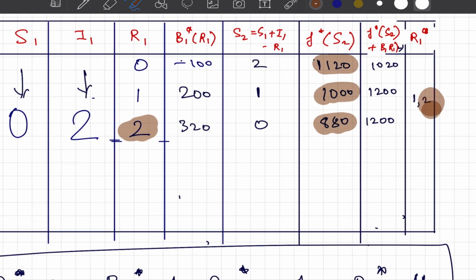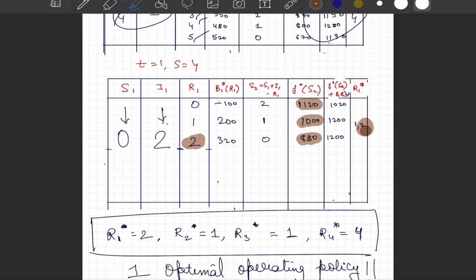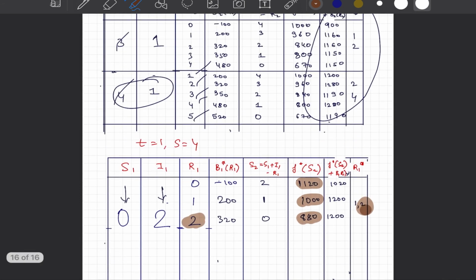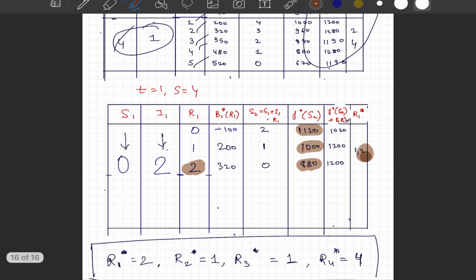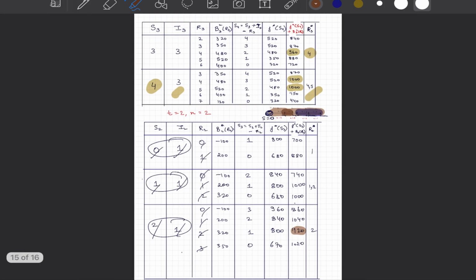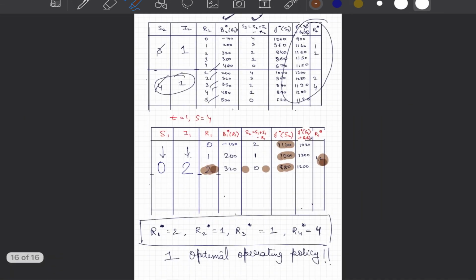So let me show one. If we make a release of 2 units in the first month, that is in the month between June and July, what would happen is that if release corresponds to 2, that means that we are somewhere here. That means that S2 is going to be 0. Then we go to S2 equal to 0. We see that in that case, release has to be 1. So our optimal policy is R1 star equal to 2, R2 star equal to 1.